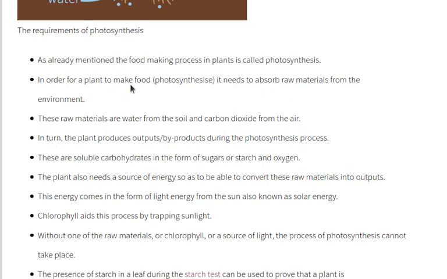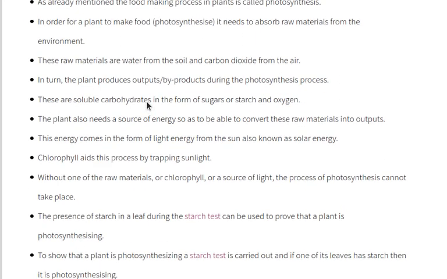In order for plants to make food or to photosynthesize, they need to absorb raw materials from the environment. These raw materials are water from the soil and carbon dioxide from the air. Take note here, the raw materials of photosynthesis are only two. I'll keep emphasizing this point because people usually tend to include sunlight as a raw material for photosynthesis, which it's not. There are only two raw materials, which are water and carbon dioxide. We get the water from the soil, and they also get the carbon dioxide from the air.